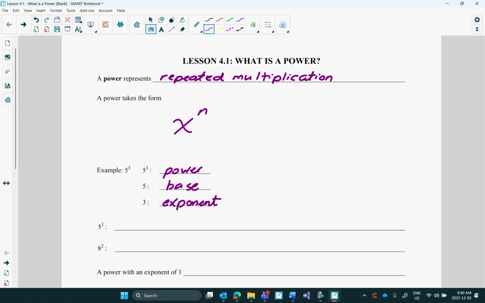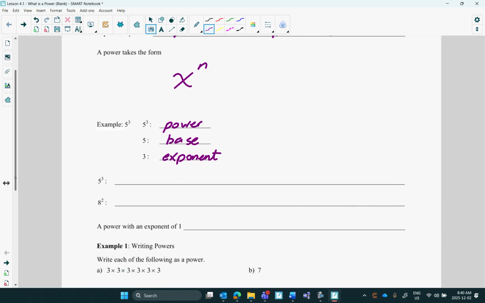So what does this mean? 5 to the power of 3. Okay, so that's how we would read it. 5 to the power of 3. 5 times 5 times 5, or take 5 and multiply it by itself 3 times. Anybody know what that answer is? 125.